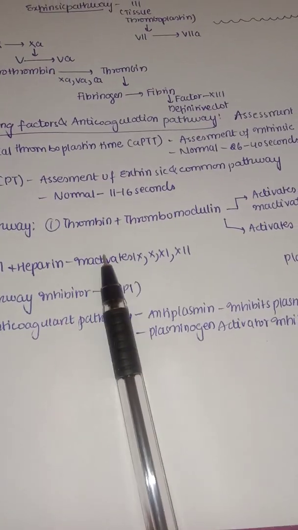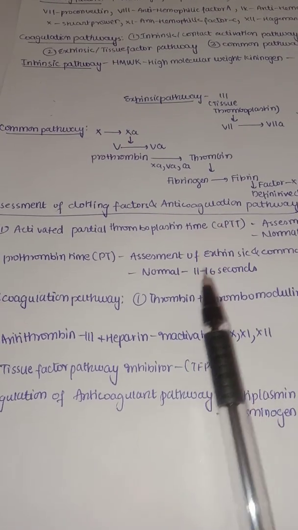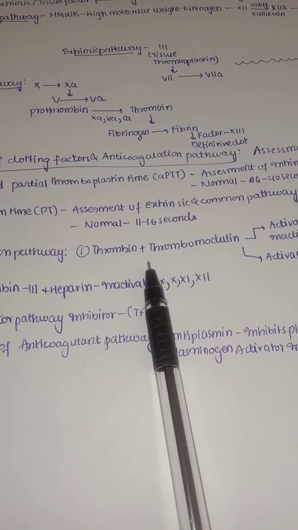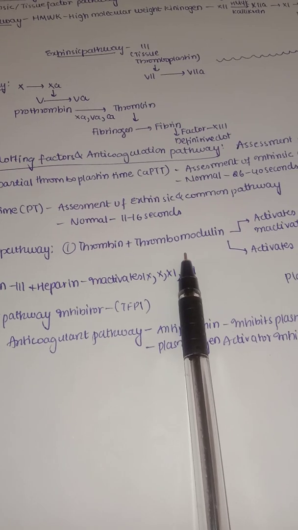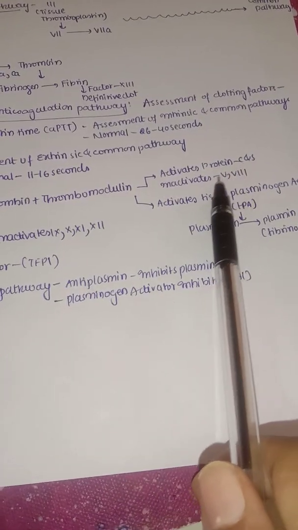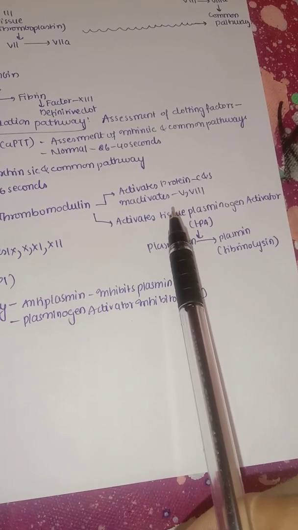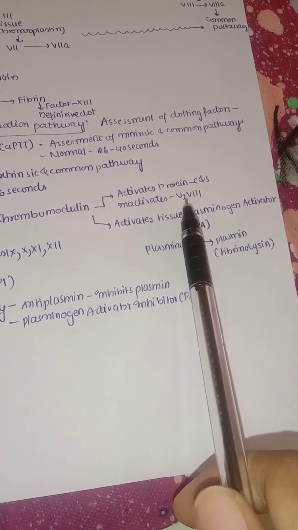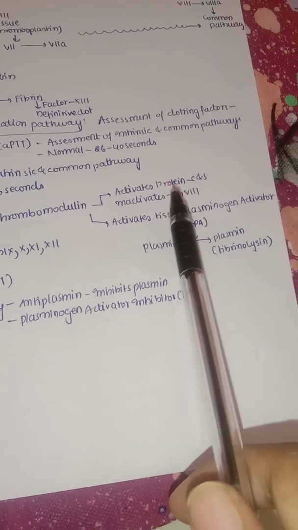Mainly here we have thrombin. Even in the coagulation pathway we have thrombin, but in the anticoagulation pathway the thrombin is associated with another substance, that is thrombomodulin. So thrombin in association with thrombomodulin activates the anticoagulant pathway, which mainly activates protein C and protein S. So this protein C and protein S, by this activation, mainly try to inactivate factors 5 and 8. So when factors 5 and 8 are inactivated, of course the coagulation pathway will be inactivated.